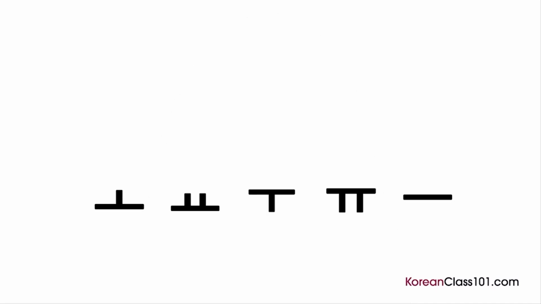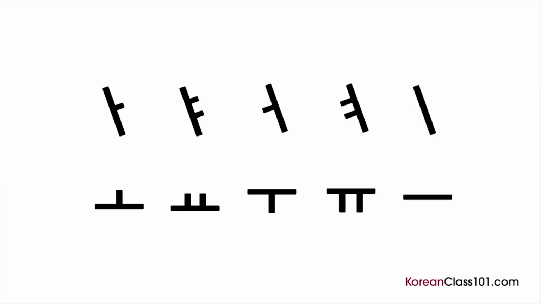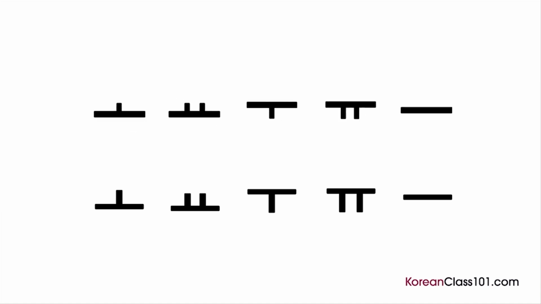Compare these 5 new vowels to the 5 you already know. What's the obvious difference? The answer is that the vowels we learned before all have a long vertical stroke, and these new vowels have a long horizontal stroke. In fact, if you rotated the first 5 vowels, you would end up with the new vowels we're going to learn today.